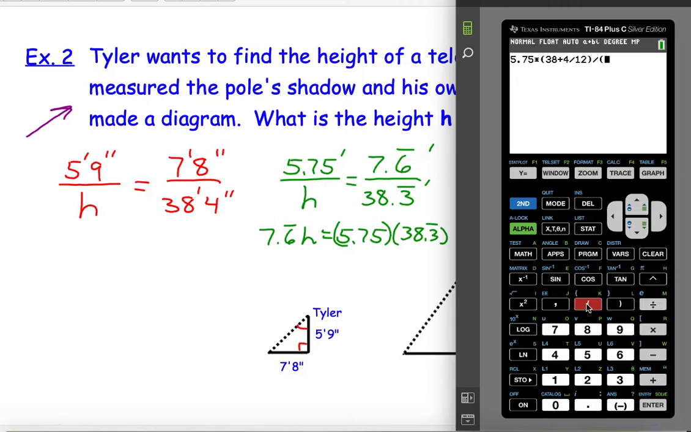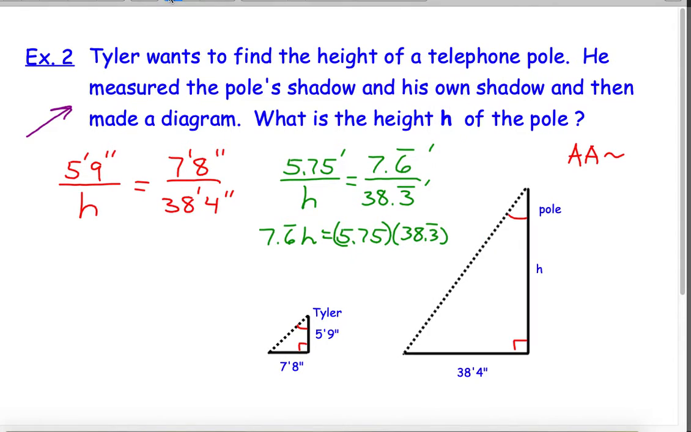And so how do I enter 7.6? Well, how about if I just do 7 plus 8/12? And so we get a final answer of 28.75, and we know that that's in feet. So 28.75 feet. So that's one possibility. Let me write that over here.